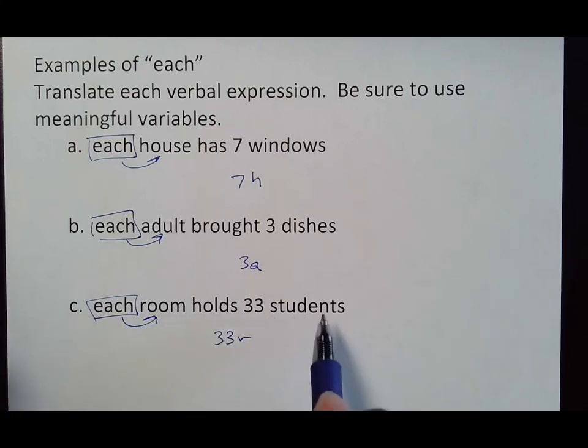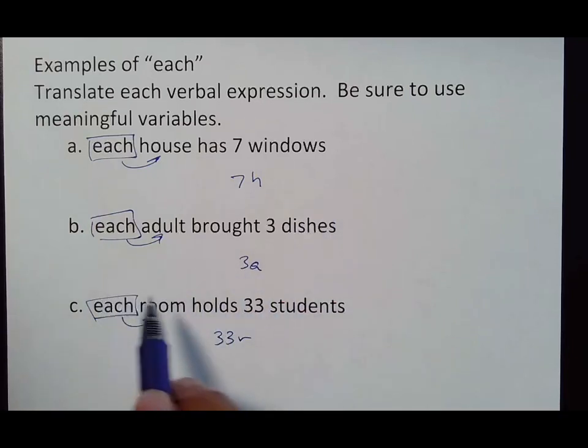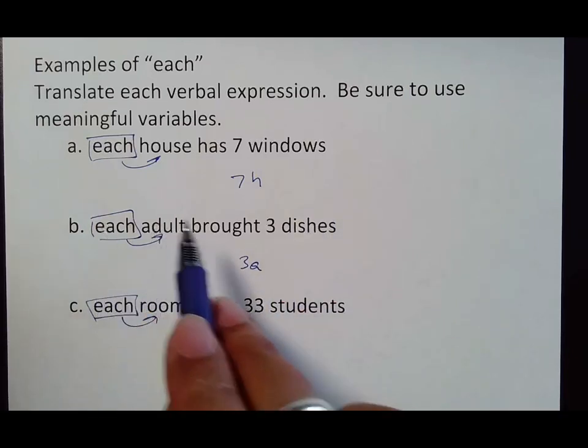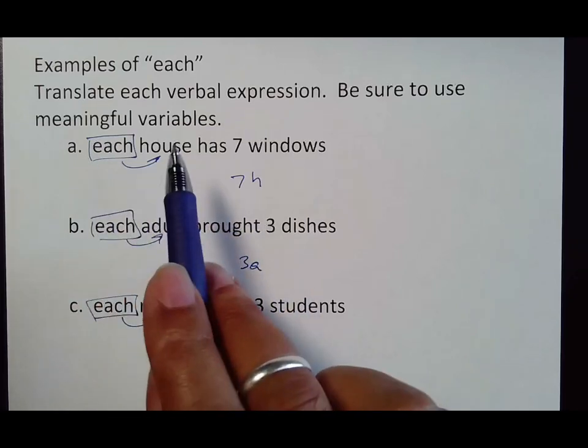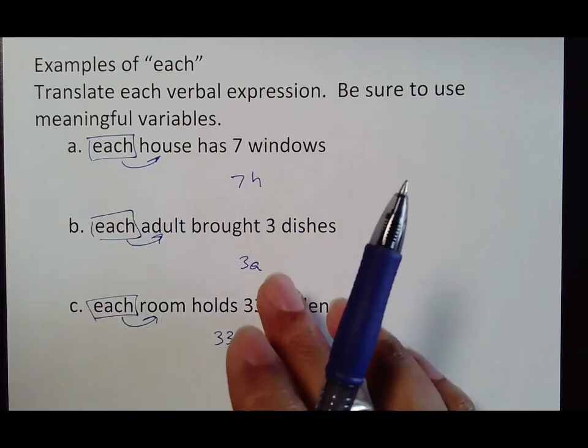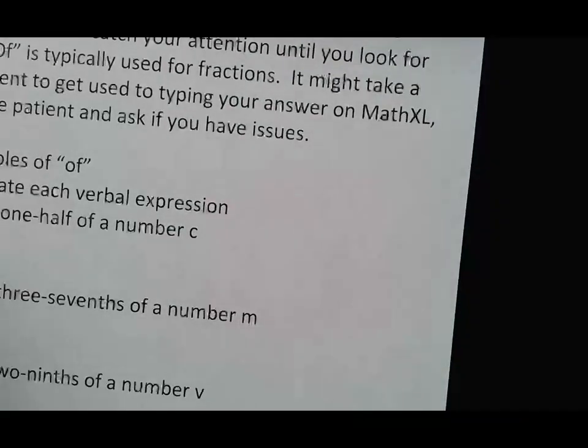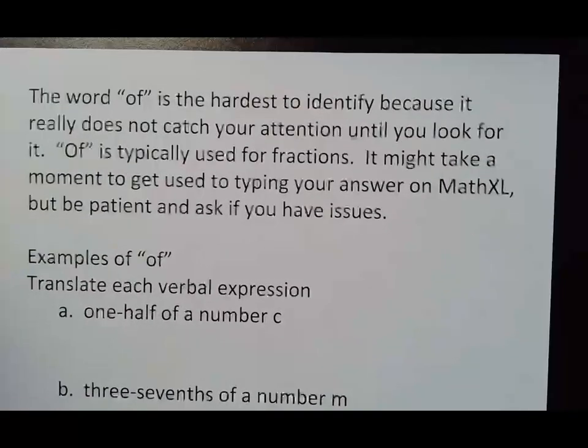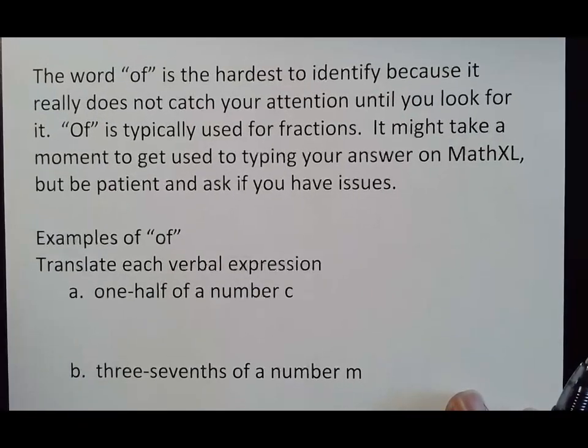Again, we do care about that word in the problem, but we don't care about it in terms of the setup because it's each room, which means use R. Each adult, which means use A, and each house, which means use H. So just keep that in mind as you're going through that. And again, if you get stuck, let me know so that I can try to help you out.